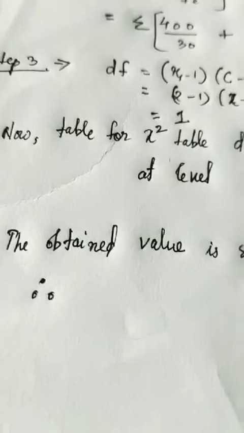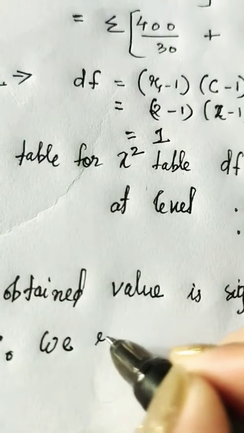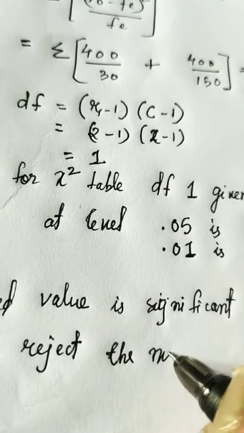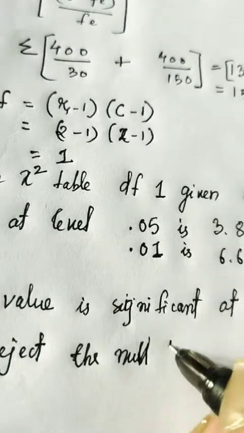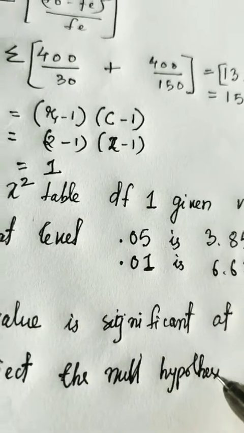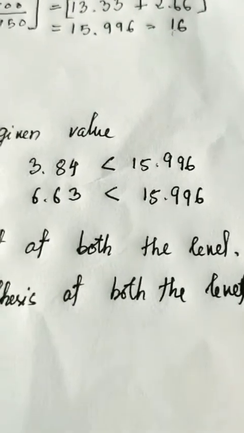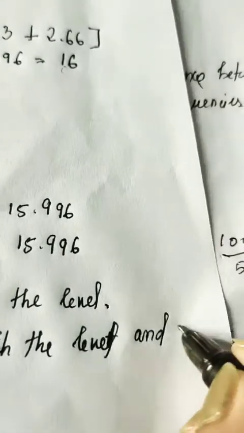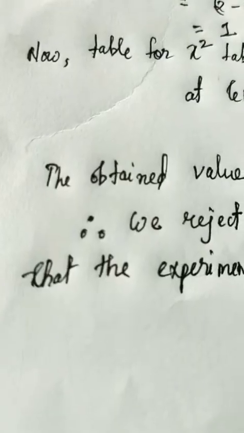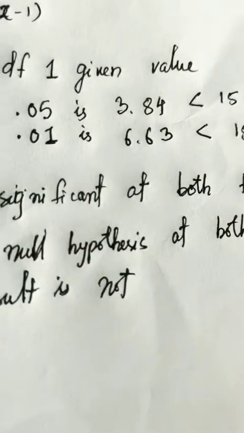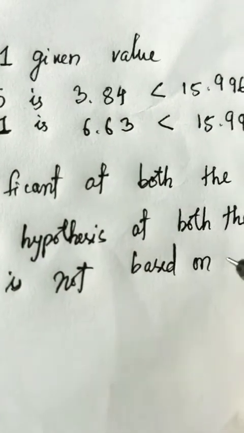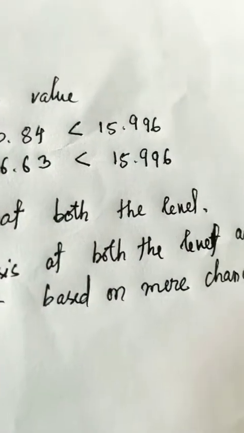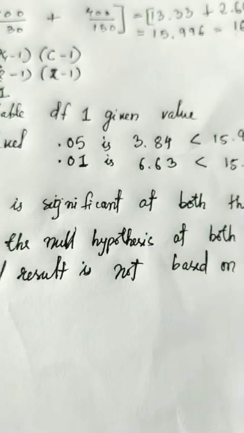So therefore, we reject the null hypothesis at both the levels and state that the experimental result is not based on mere chance. Okay, so this is sample number 2.